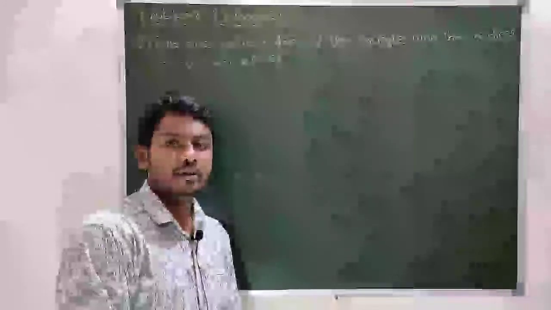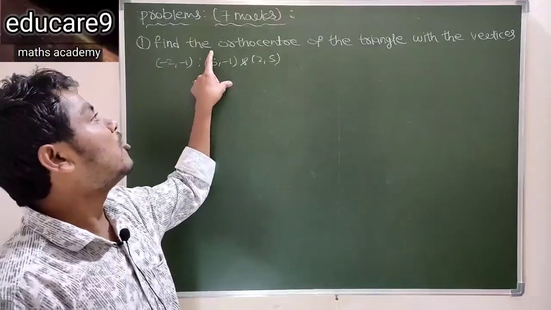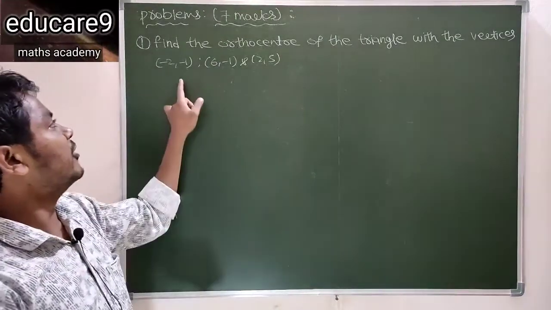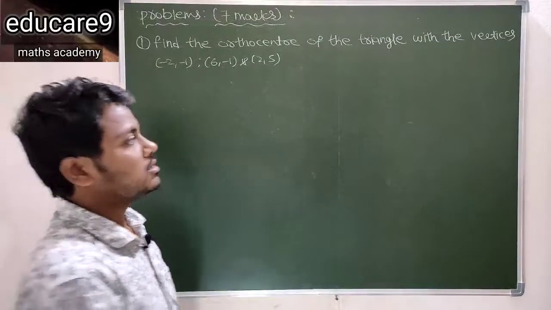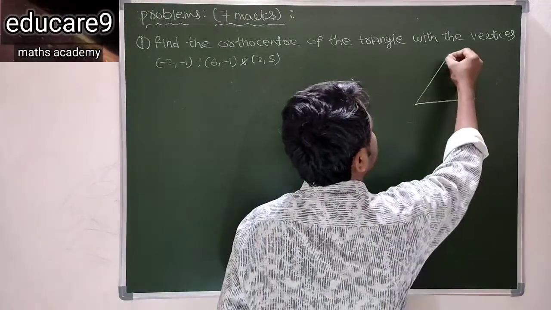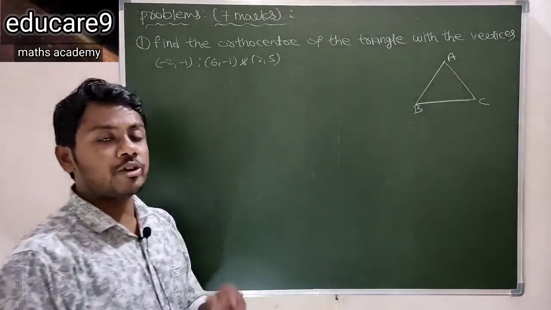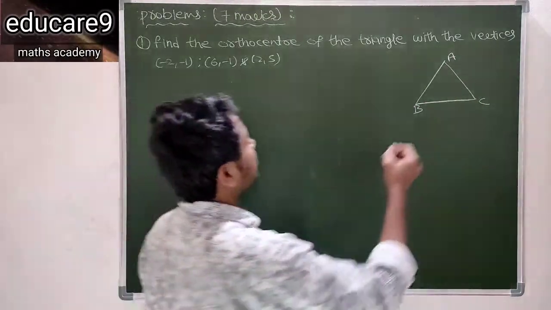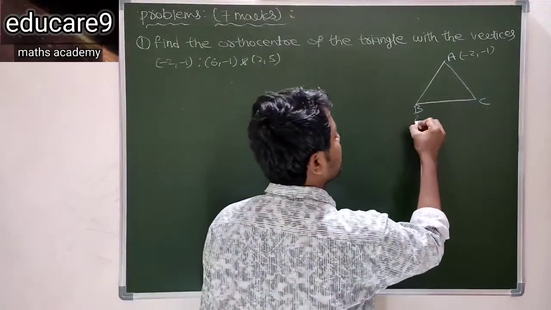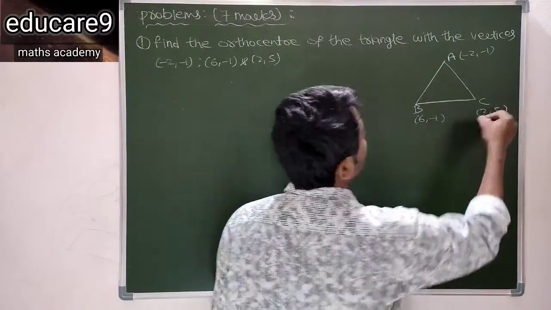Hi, hello everyone. For this session, we will discuss a few problems. See the first problem. Find the orthocenter of the triangle with the given vertices. Here, this is the triangle ABC, whose vertices are A(-2, -1), B(6, -1), and C(2, 5).